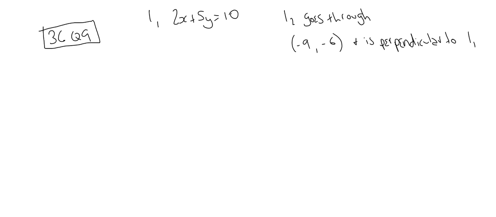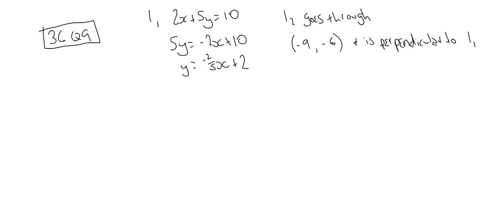I am going to solve exercise 3C and question 9. So we're given this information. This is line 1, and then we're told line 2 goes through this point and is perpendicular. So the first thing I'm going to do is rearrange this to look like y equals mx plus c, because if it's perpendicular, I'm going to need to know the gradient. So let's rearrange. I've got 5y equals negative 2x plus 10. So then y is negative 2/5 x plus 2. All right, so this is my equation for line 1.